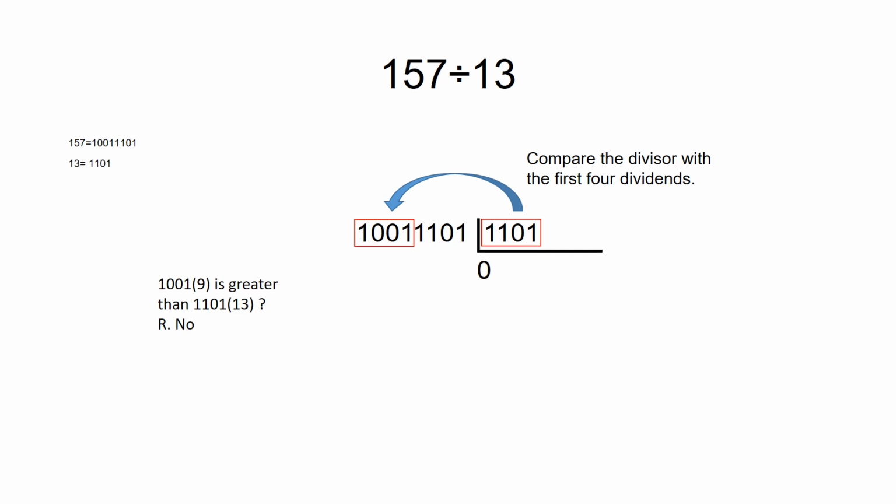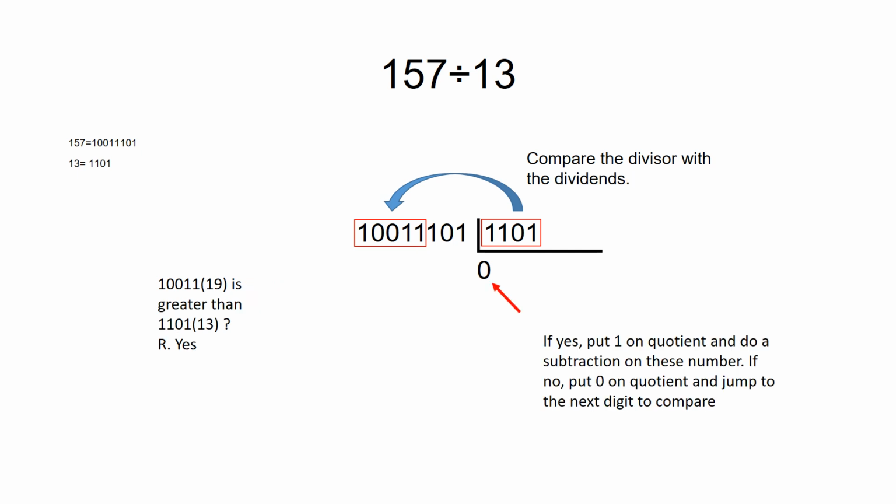So, let's start with the basics. First, I need to teach you how to divide a number in binary. This is important to understand the behavior of the circuit. Let's divide 157 by 13. The first step to divide is to compare the first digits of the dividend to the divisor. If the digits of the dividend are smaller than the divisor, put a 0 in the quotient and compare again by adding one more digit from the dividend. Now, if the dividend is greater than the divisor, put a 1 in the quotient.